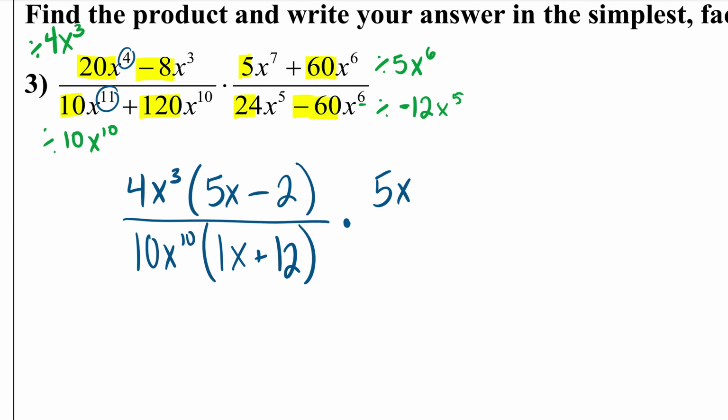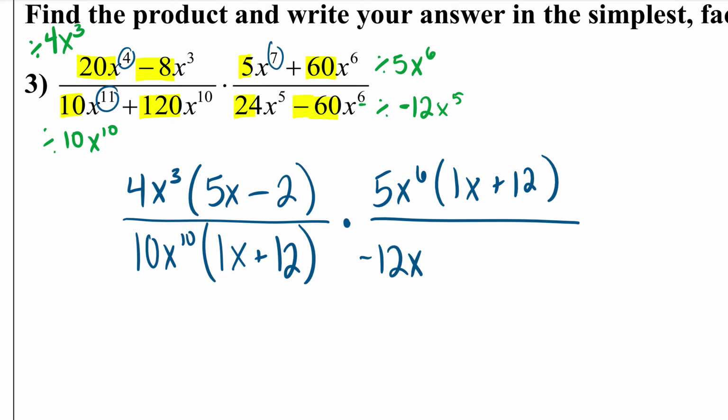GCF first. 5 divided by 5 is 1. 7x's minus 6x's is 1x. 60 divided by 5 is 12. So you can kind of see these starting to match up a little bit. The bottom, negative 12x to the 5th is the GCF. I got 24 divided by negative 12 is negative 2. Negative 60 divided by negative 12 is positive 5. And that one would have an x left over.